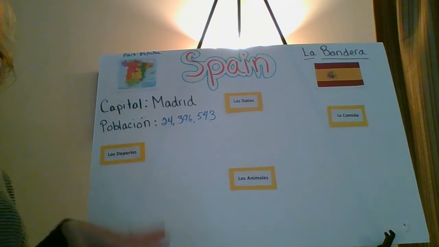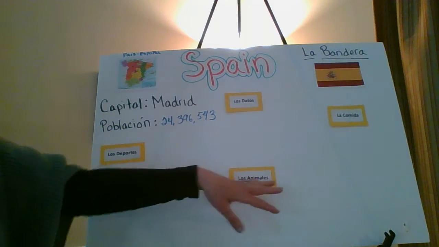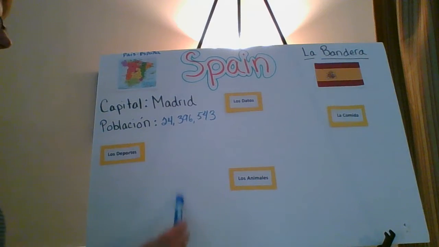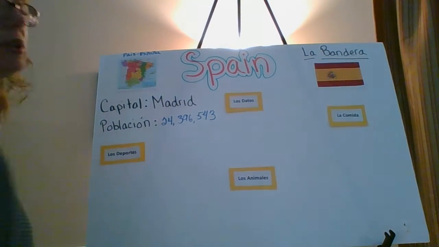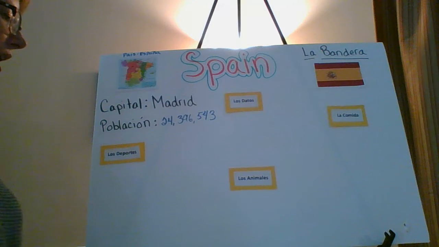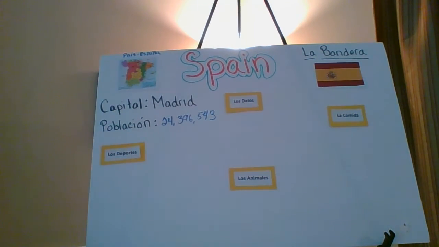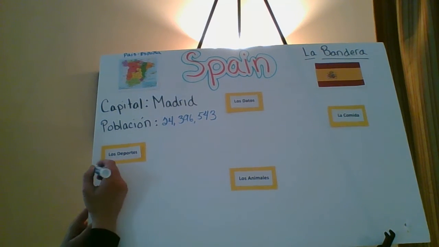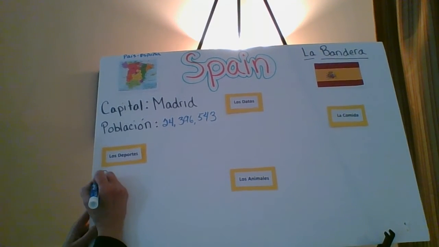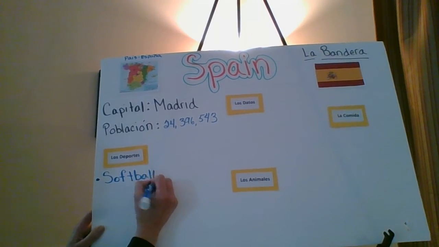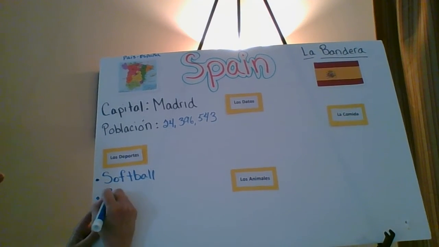Absolutely. If you don't have a computer, if you can't print, just write Los Deportes, Los Animales, La Comida, and Los Datos. Now, in these sections, that is where you're going to put your information about those topics. So if one of the popular sports in Spain, let's see if my daughter did this. Softball or baseball is very popular in Spain. So you might put a little star or circle, and you could put softball. You could put baseball.